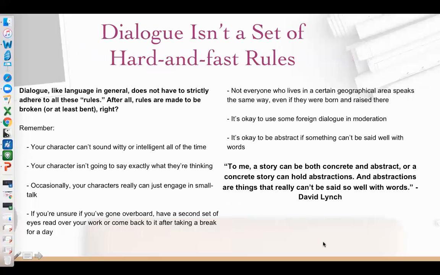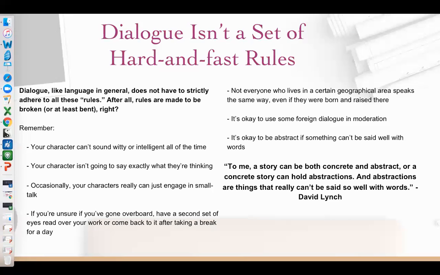So okay, some really quick rules for your dialogue here. It's not just a set of rules. We can have some variation. We can break the rules or bend them. Your character can't sound intelligent all of the time. I think this is something we do a lot when we begin writing, is we always have the good characters sound really, really smart, and our bad characters sound, of course, really stupid or something.